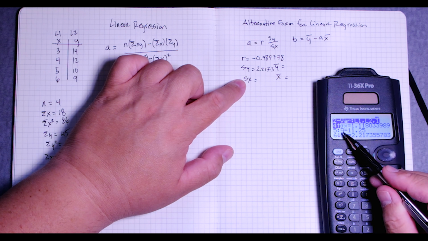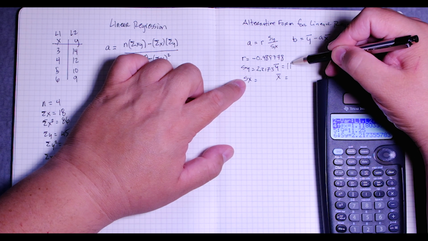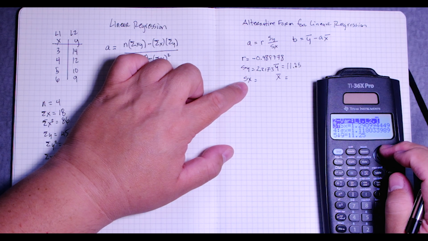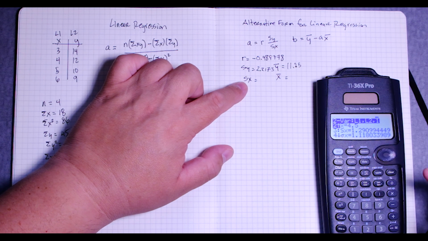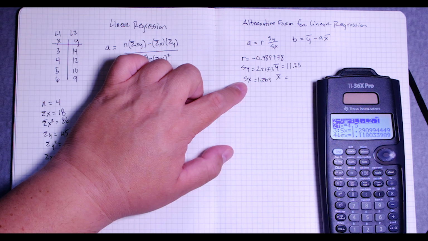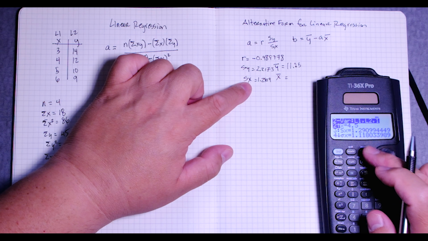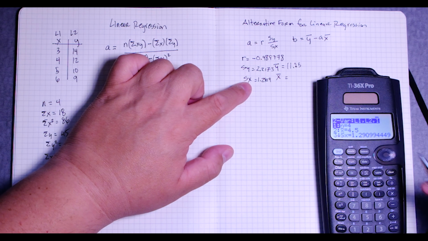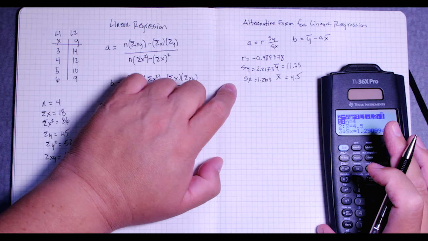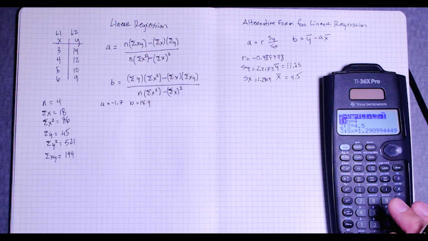You can see that you can get Y bar, okay, 11.25. And then SX. SX, you can see, is 1.2909, okay, and you can also have X bar, 4.5, okay. So these are the values you need to calculate A and B separately for the alternative form.